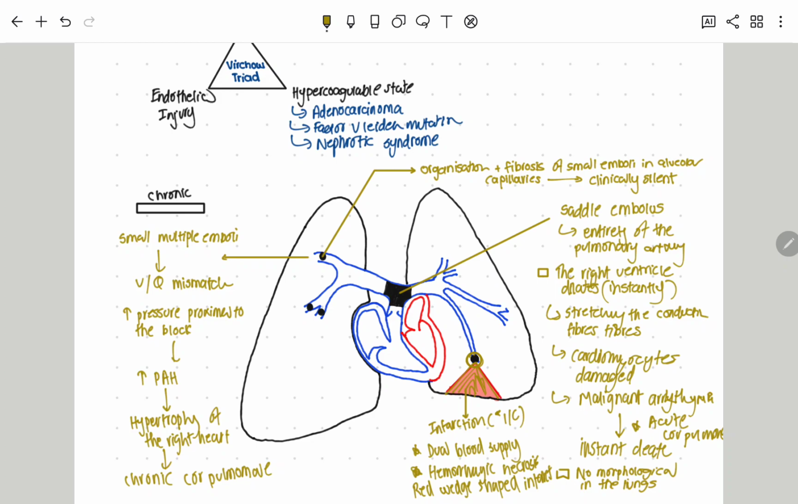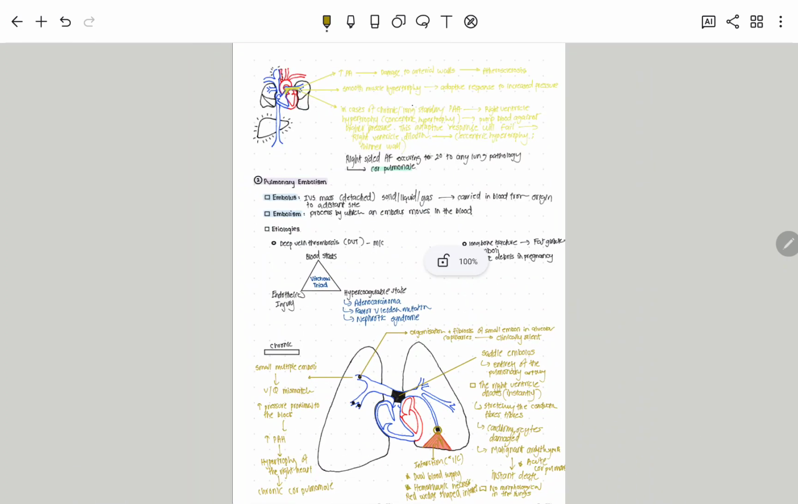And then the least common manifestation is just an infarction, and this rarely occurs because the lungs have a dual blood supply. But if it is to occur, it is going to present as a hemorrhagic necrosis with a red wedge-shaped infarct whose apex points to the direction of the obstruction.